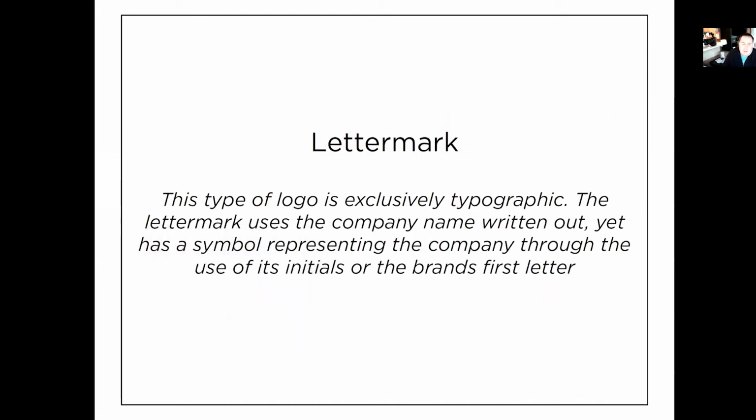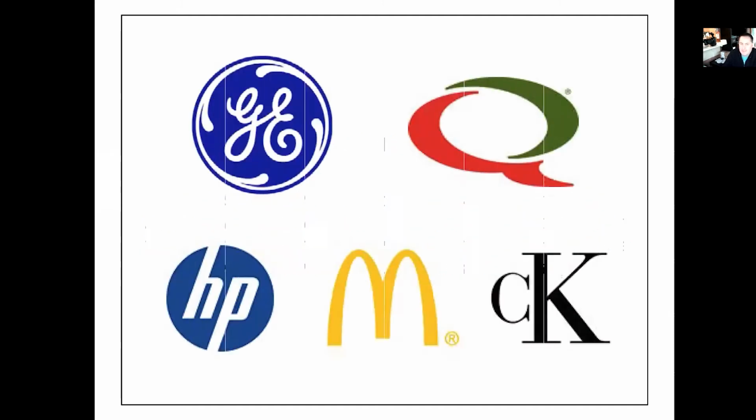There are letter marks. This type of logo is exclusively typographic. The letter mark uses the company name written out, yet has a symbol representing the company through the use of its initials or the brand's first letter. So you see there's GE and Quiznos and Hewlett-Packard and McDonald's and Calvin Klein. Those use these initials or a particular letter from the name of the company.